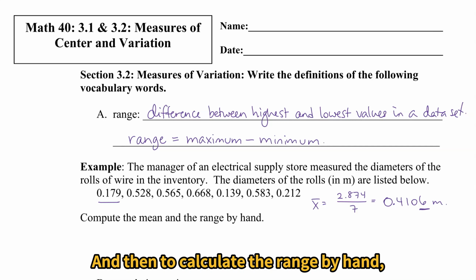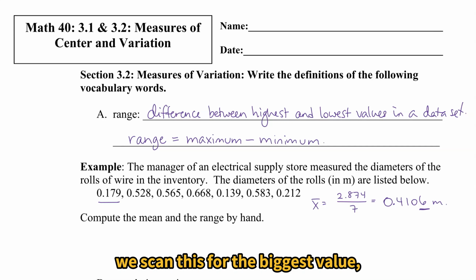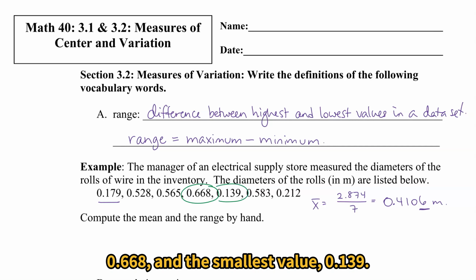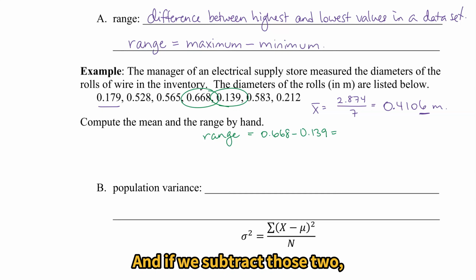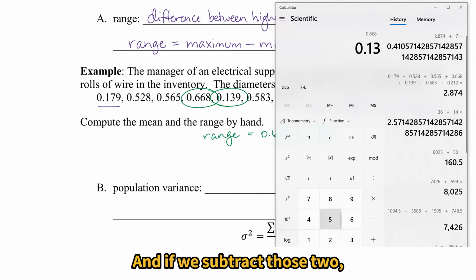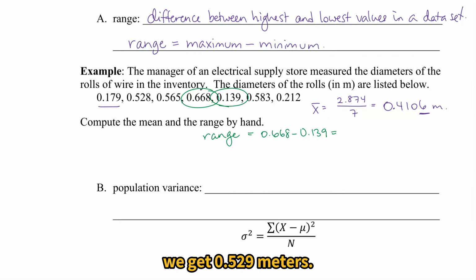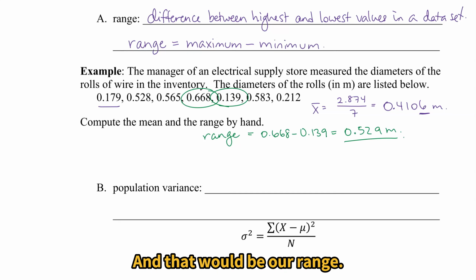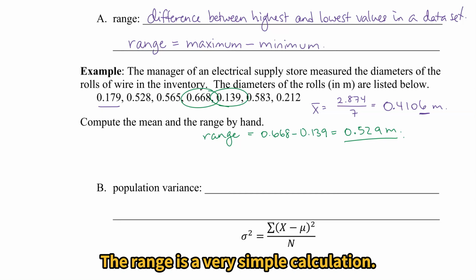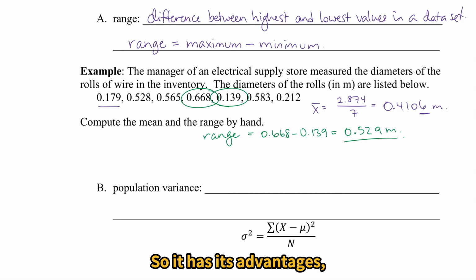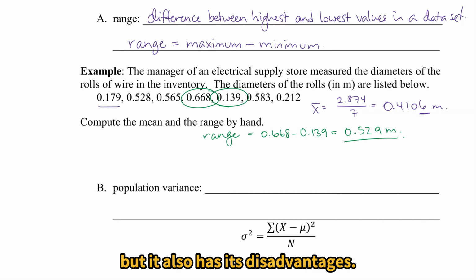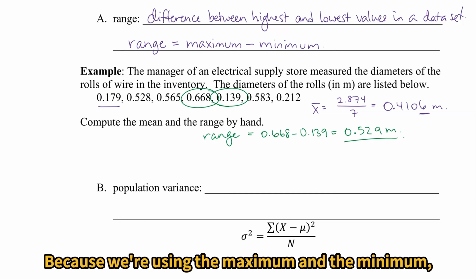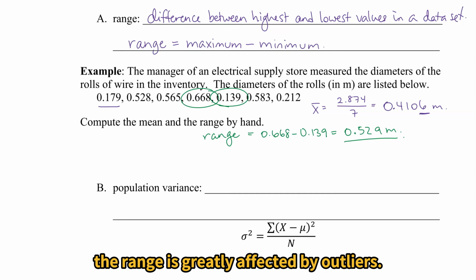And then to calculate the range by hand, we scan this for the biggest value, 0.668, and the smallest value, 0.139. And if we subtract those two, we get 0.529 meters. And that would be our range. The range is a very simple calculation, so it has its advantages, but it also has its disadvantages. Because we're using the maximum and the minimum, the range is greatly affected by outliers.